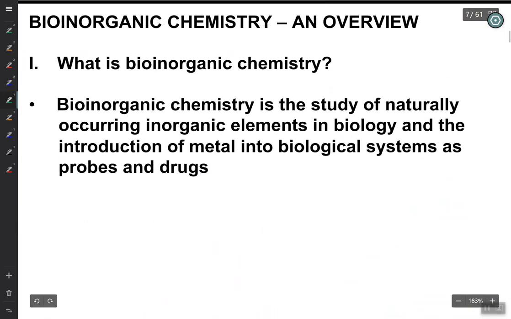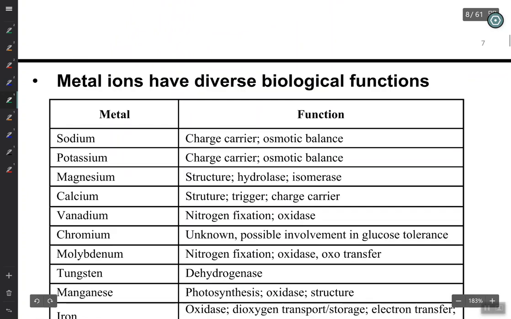But just to start off, what is bioinorganic chemistry? So as the name implies, this study involves the investigation of metals or inorganic elements in the context of biology. So bioinorganic chemistry is the study of naturally occurring metals, as well as metals that we introduce into the biological system in the form of probe molecules and drug molecules. So we'll see a couple examples of actually all of these cases in today's lecture.